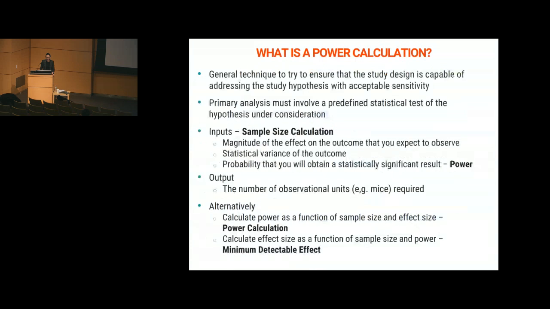So the idea here is that if you're not sure if this is clinically meaningful, we can provide an array of values. So we can say you can detect this effect if this is the standard deviation, or this effect if this is a different standard deviation. And again, it depends how much preliminary data you have and how comfortable you are with that preliminary data, which sometimes is not the case.